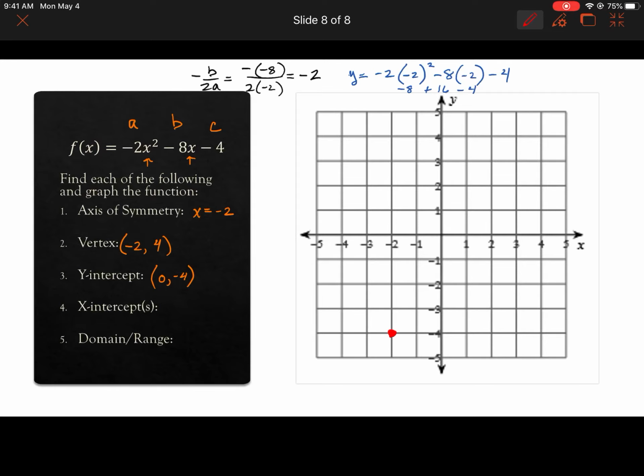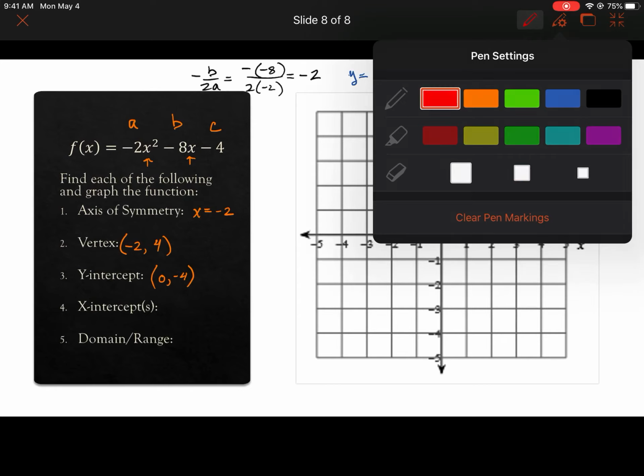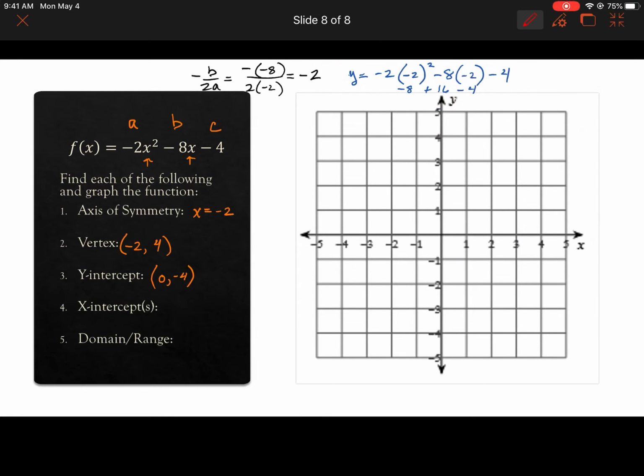Oh, I went the wrong direction. Whoops. Mistake on my part. All right, so let's try that again. Negative 2 comma 4. I was wondering why I was running out of space. And then my y-intercept is 0, negative 4.